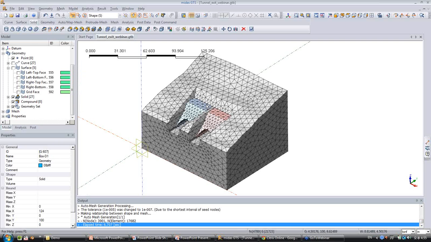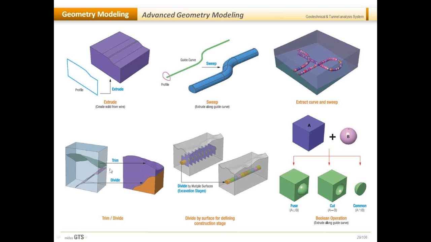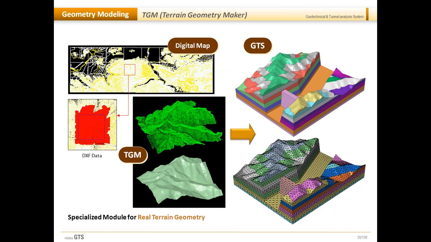Okay, let's come back to the PPT. So I showed you a bit how all these functions work, the extrusion, the trim, and everything. So you can create a model very fast using MIDAS GTS and all the geometrical creation options. Now I'll talk about another feature which is really interesting. MIDAS GTS is the only software to have this kind of modeling feature.